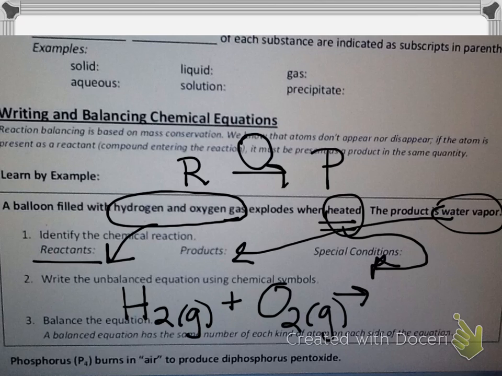And it says it reacts when it's heated, so I'm going to have my chemical reaction arrow, an arrow with a head at the end. I'm going to put the symbol for heat, the triangle, above it. And it says the product is water vapor. Well, we know that water is H2O. What does vapor imply? Well, vapor is the form of water when it's in its gaseous form. So here's our chemical reaction written as an equation. Hydrogen plus oxygen gas yields, that's what we say when we have an arrow here, yields or produces, water. This is the unbalanced chemical equation.